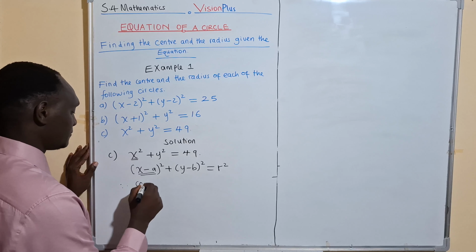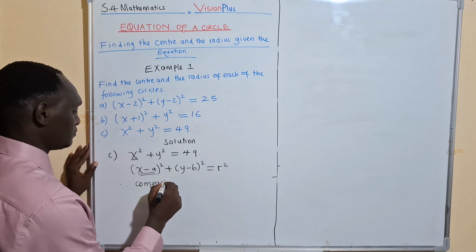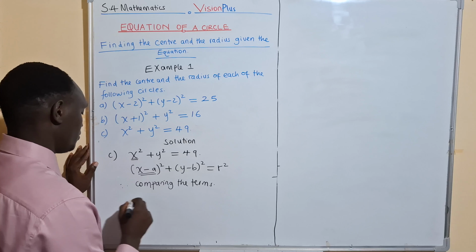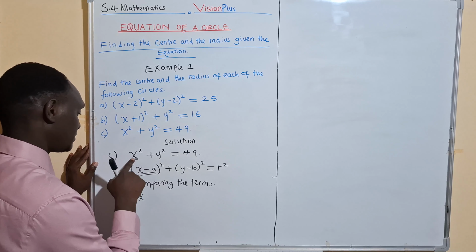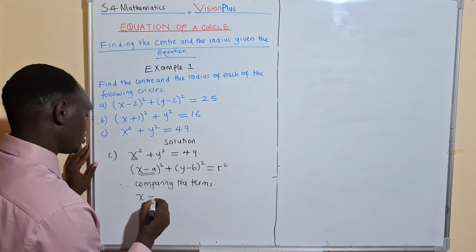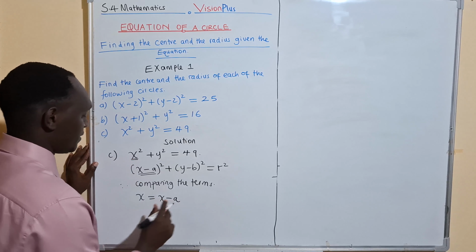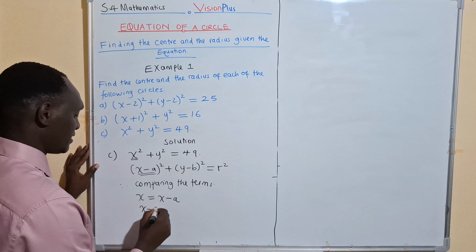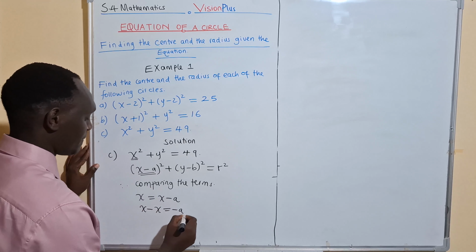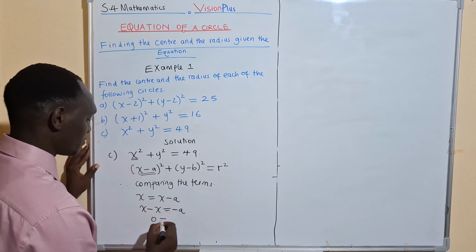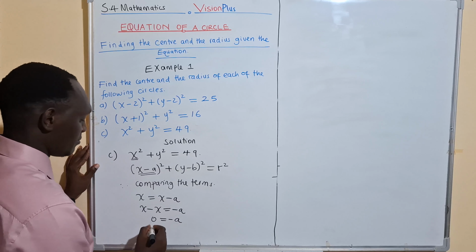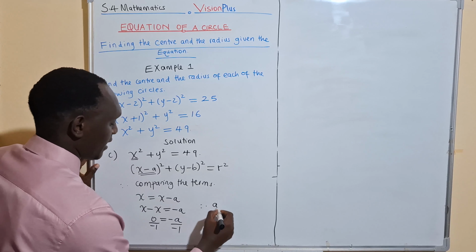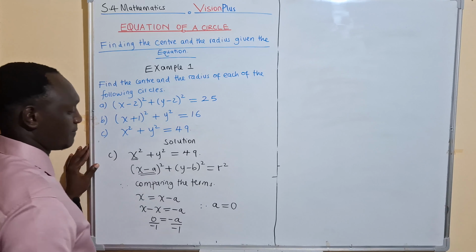So on comparing the terms, we find that only x corresponds to x minus a. Now let us find a here. So let's take x that side. This means we shall have x minus x equals negative a. X minus x is 0, equals negative a. Then we divide both sides by negative 1. Therefore, our a equals 0.